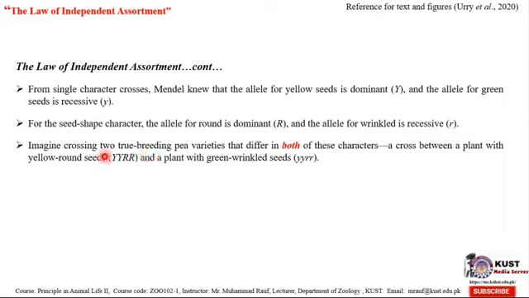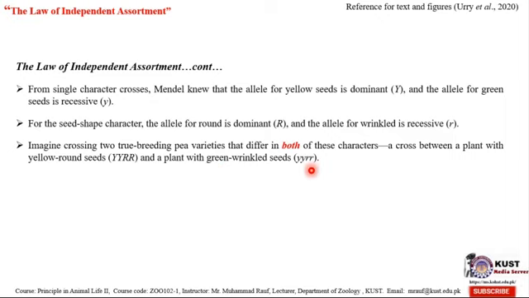Now imagine crossing two true breeding. True breeding means the parental varieties which are homozygous for all the traits. So the cross between true breeding varieties that differ in two of these characters, that is the seed color and the seed shape. So we write it as the genotype for yellow round seeds will be this one, and the genotype for the homozygous recessive, that is green wrinkled seed, will be this one.